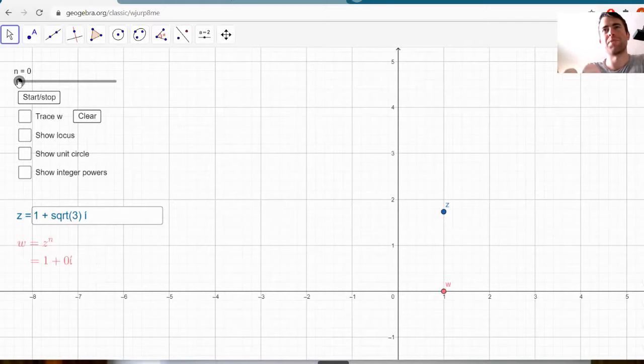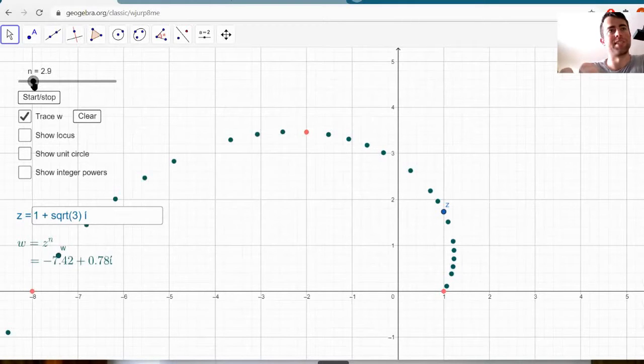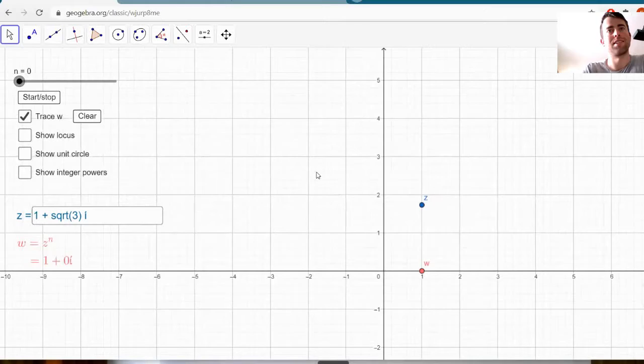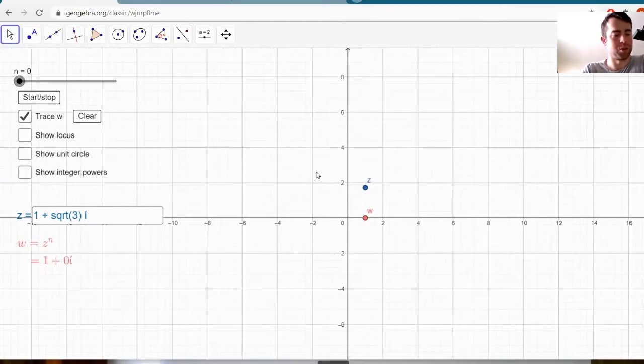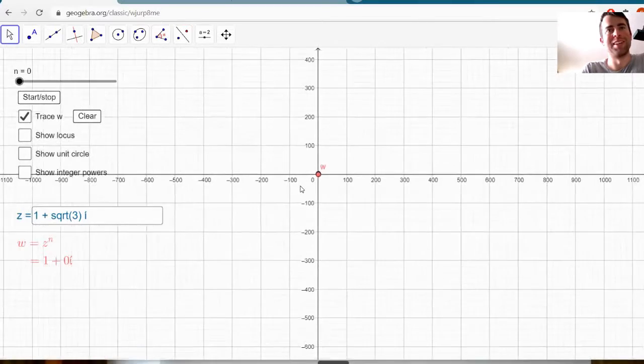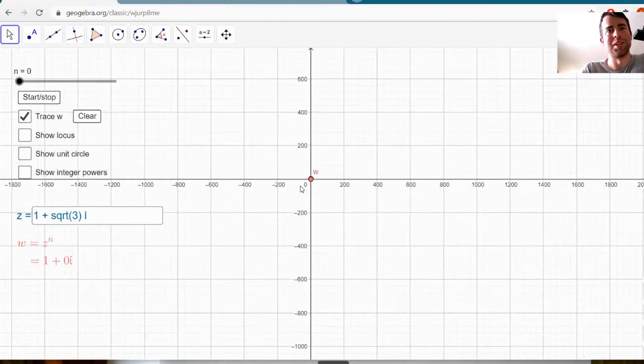This will be easier if we see where w's been. So let's click that. z squared is there. z cubed we saw was negative 8. And I think we're going to need to zoom out to see z to the power 10. So let's zoom, zoom, zoom. That should be enough.